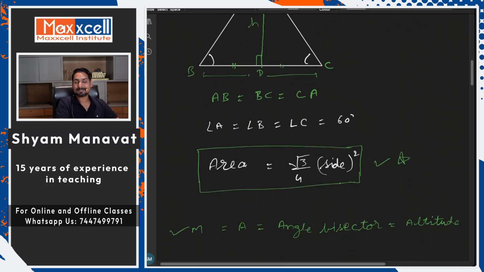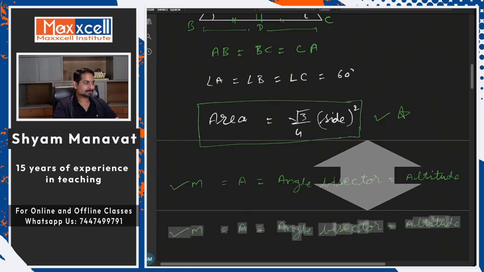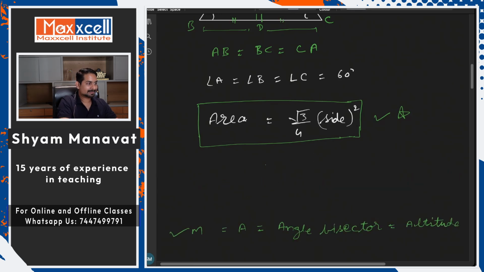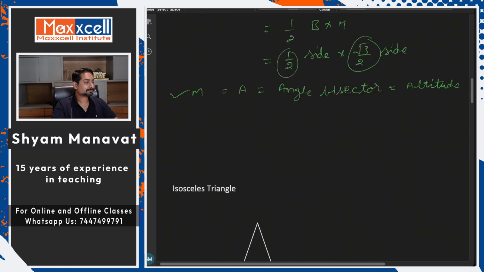That's why you got the area formula as root 3 by 4. Think about it. All three sides are equal for an equilateral triangle, so the area is half base into height. The base is the side, and the height is root 3 by 2 of the side. That's how you get root 3 by 4 into side square, the formula for the area of an equilateral triangle.